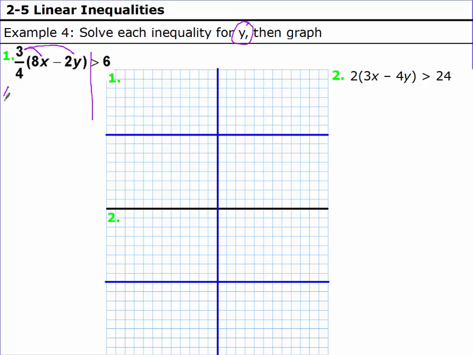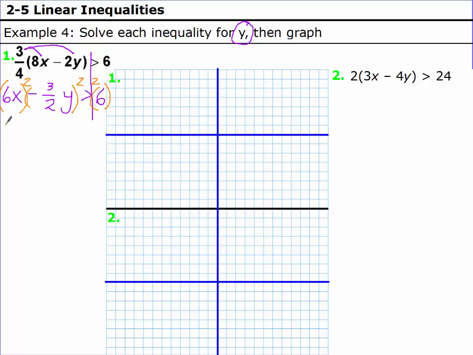3/4 times 8 gives you 6x. 3/4 times negative 2 is negative 3/2 y greater than 6. Now sometimes when you distribute a fraction, the fractions will just go away by the nature of what the numbers were. Unfortunately that did not work for us this time, so we do need to cancel out this fraction. So I'm going to do that by multiplying everything by the denominator, by 2.